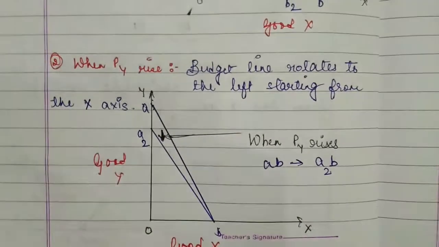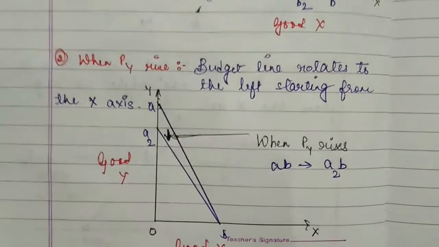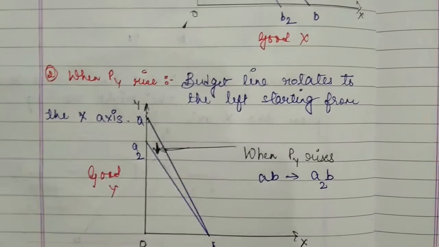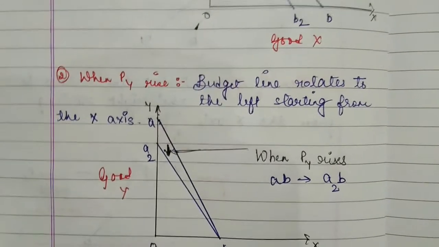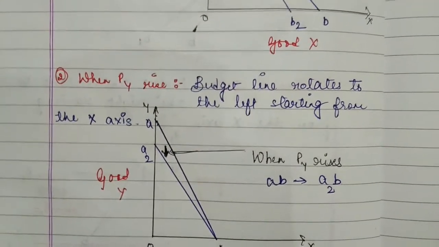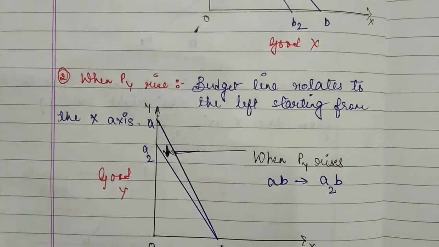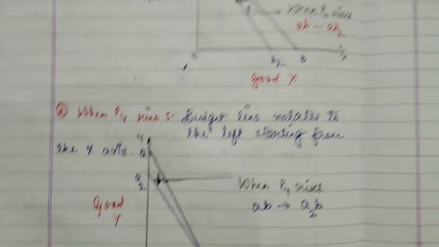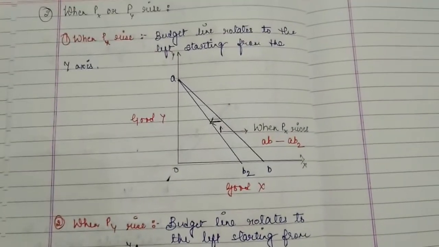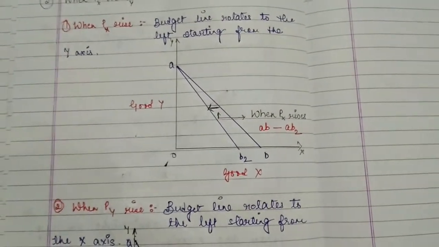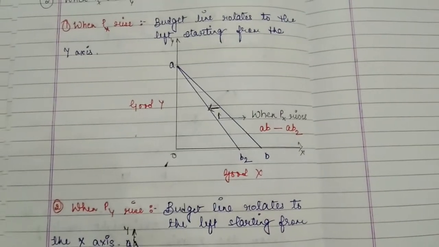So hence we can see how the budget line is affected whenever price rises or falls. Hope it is clear, students, that when PX or PY falls, it rotates to the right, and when PX or PY rises, it rotates to the left. So this was the budget line concept.